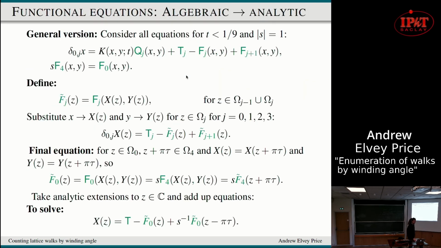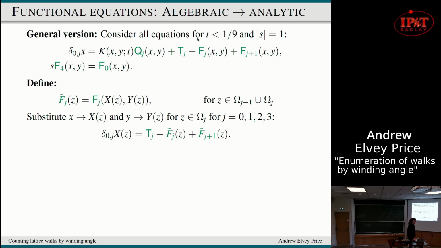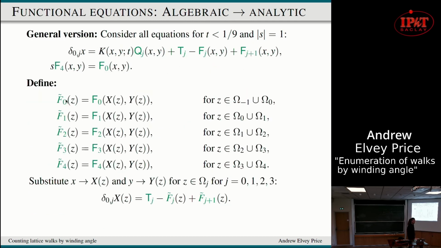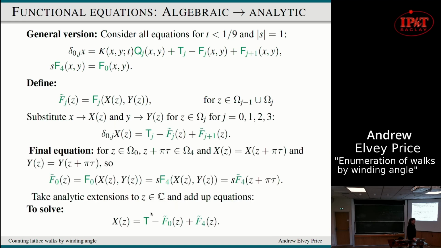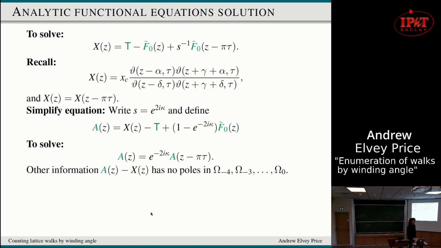In the functional equations, it's a bit complicated, but these functions of z, we can prove that none of them have poles in the regions where they're defined. The relations between them tell you essentially that they don't have many poles, and that's what we use to uniquely define them along with this equation.